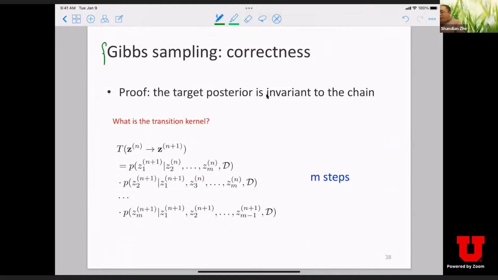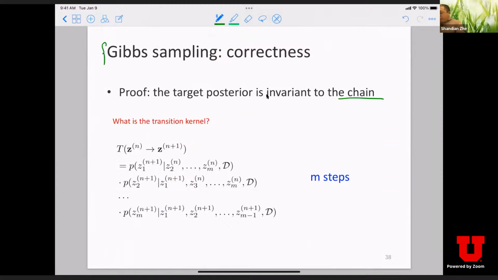One might think, okay, to show that, why not first show detailed balance? If we show the transition kernel of Gibbs sampling satisfies detailed balance, then we know that the target posterior will be invariant to the transition kernel. But here we're going to use an even simpler proof to directly show the target posterior is invariant to the chain, namely that your chain will eventually converge to the true target posterior. How do we see that?